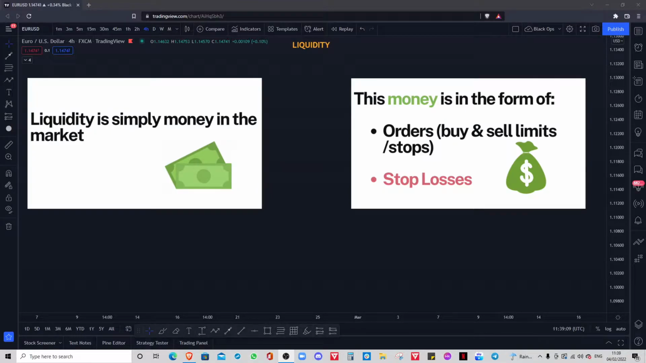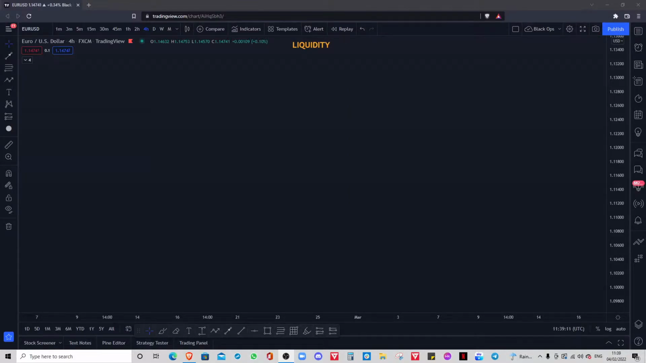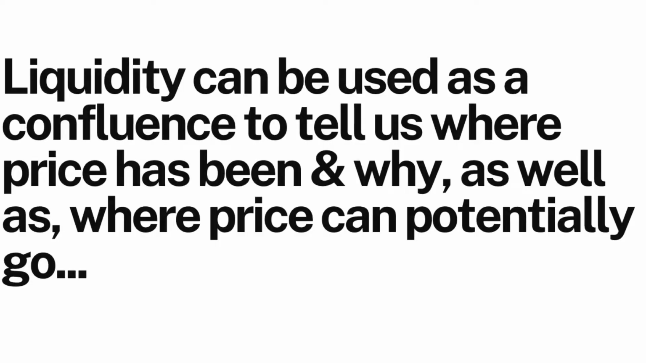So how does this help us, right? Knowing this allows us to paint a picture or tell a story of where price has been and where price is likely to go. Essentially, this confluence is like a storyline of what price has already done and what price is looking to do, and you can use it as an aid in telling the story of the trade setup you have in mind.